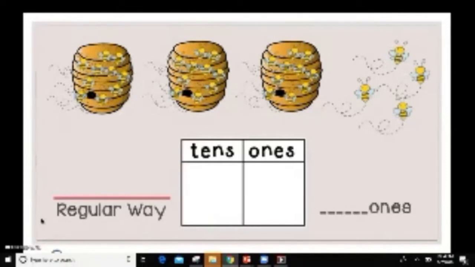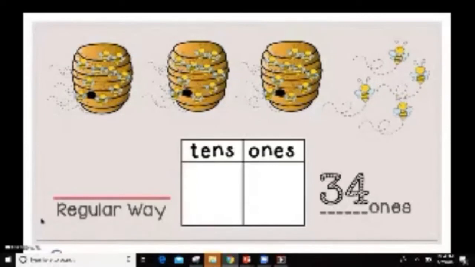Did you say 34? I got the same answer. This is how I figured it out. I said, well, each hive has 10, so that means there's 10 ones floating around in there. So I just counted up. 10, 20, 30, 31, 32, 33, 34.